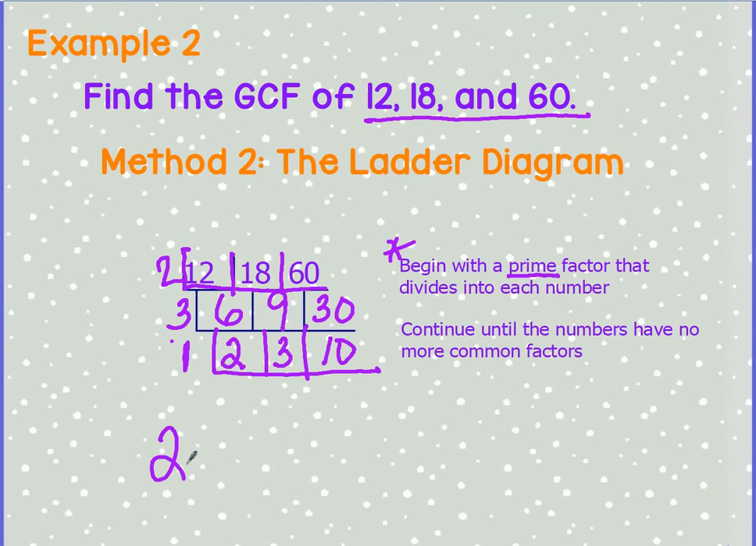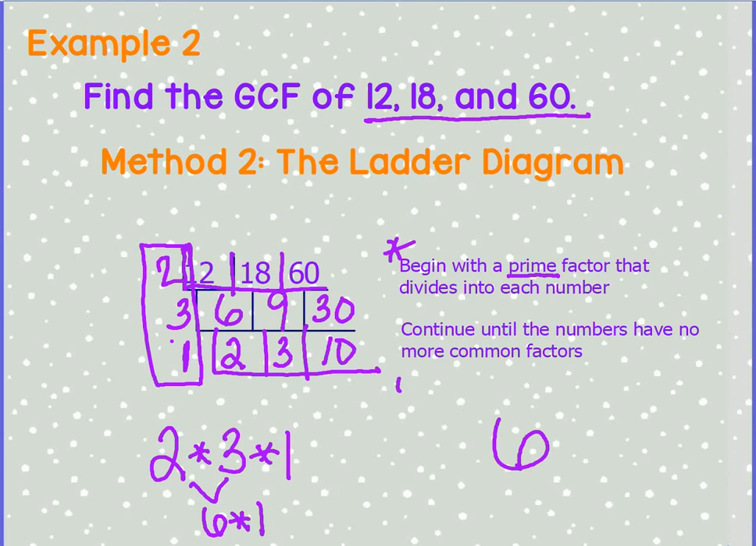So what I'm going to do is take these outside numbers and multiply them. So I have 2 times 3 times 1. I know 2 times 3 is 6, times 1 is 6. So the GCF of these three numbers is 6.